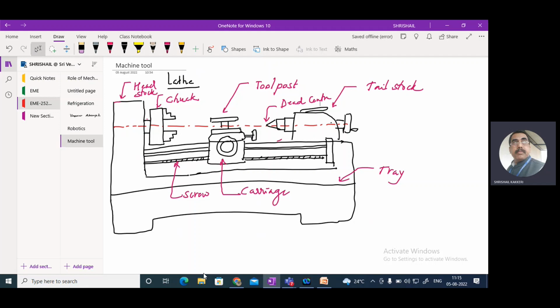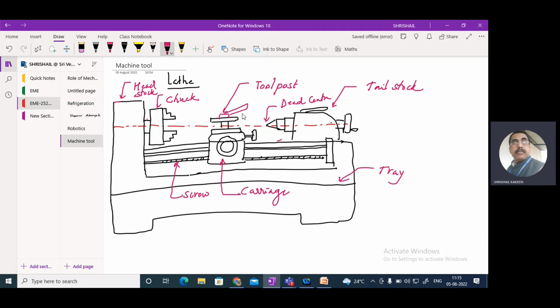Now let me come to the tool post. In the tool post, we are going to fix the tool. It is like this: we are going to open it and fix the tool in this. Very simple. And below this, there will be two cross guides.